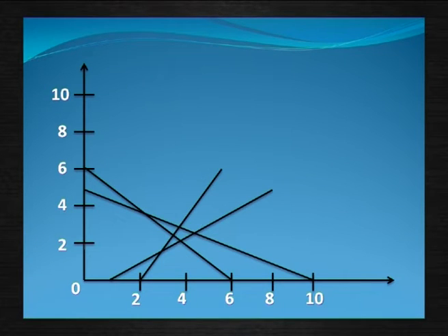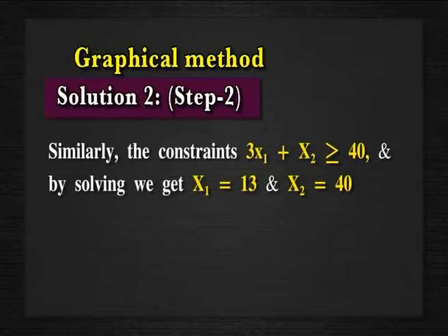But the question is, where are these points satisfying 5x1 plus x2 is greater than or equal to 10? Any point above the constraint line violates the inequality condition, but any point below the line does not violate the constraint. Thus, the inequality and non-negativity condition can only be satisfied by the shaded area, that is feasible region.